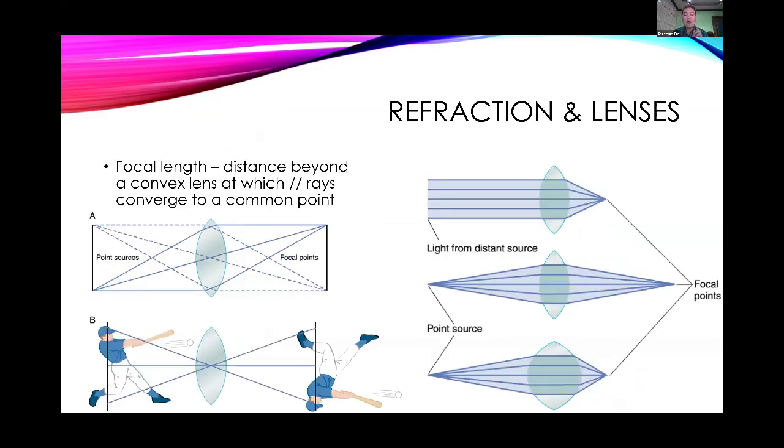Now, remember I told you about the focal length. It is the distance, how far. It is the distance beyond a convex lens, from one edge of the lens to the point where it would focus to a convergent point. Okay, that is a focal point.